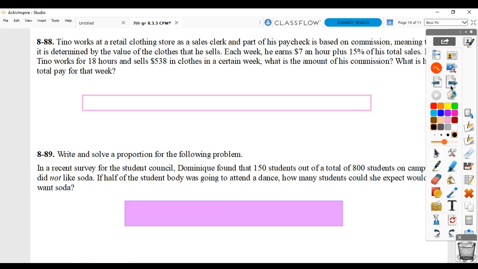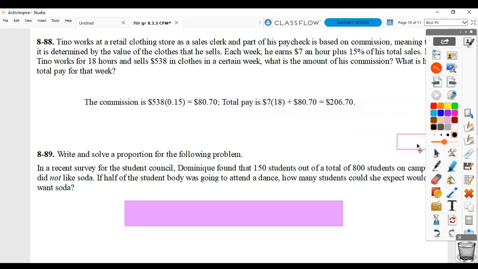For 888, Tino works at a retail clothing shop as a sales clerk, and part of his paycheck is based on commission, meaning it's determined by the value of the clothes that he sells. Each week, he earns $7 an hour, plus he gets 15% of his total sales. If he works for 18 hours and sells $538 in clothes in a certain week, what's the amount of his commission, which would be the 15%, and what's the total pay?